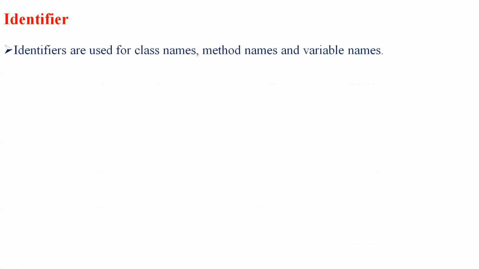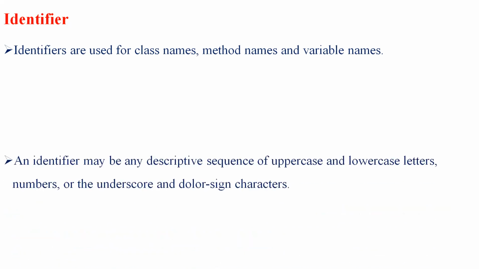Next we have the identifier. As the name itself suggests, it is used for identification purposes. Identifiers are used for identifying class names, method names, and variable names. By using these identifiers, we can identify different class names, different method names, and variables with different names.